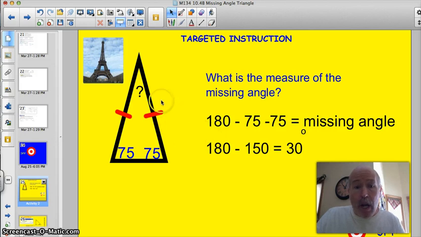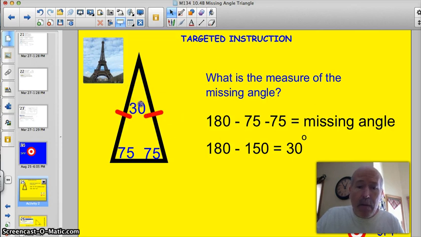So I told you last night that there's 180 degrees in all the interior angles if you add them all up. And so all you have to do to find the missing angle is take 180 degrees, the total, and subtract whatever angles you know. So I subtracted minus 75 and minus 75, and that'll give you the missing angle. I just combined the two 75s to equal 150 to make it easier for you. So 180 minus 150 equals 30 degrees. So this angle up here is 30 degrees.